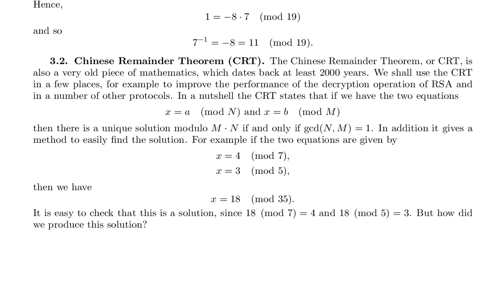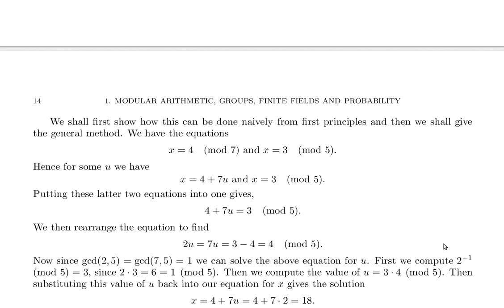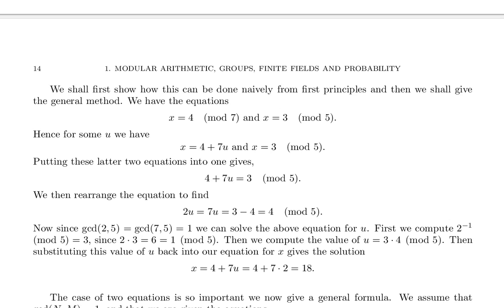It is easy to check that this is a solution, since 18 mod 7 equals 4, and 18 mod 5 equals 3. But how do we produce this solution? We shall first show how this can be done naively, from first principles, and then we shall give the general method.